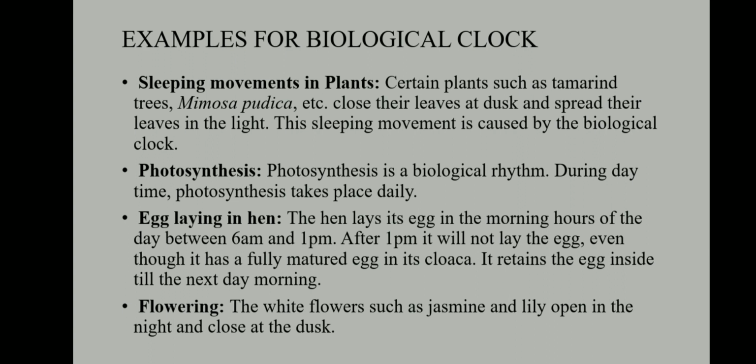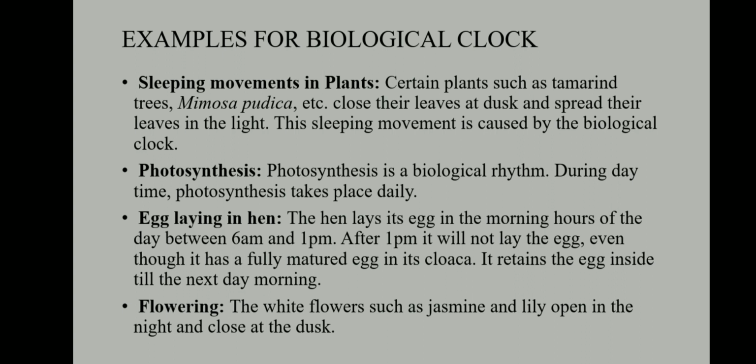Examples for biological clock. First one is sleeping movements in plants. Certain plants such as tamarind trees or Mimosa pudica, etc., close their leaves at dusk and spread their leaves in the light. The sleeping movement is caused by the biological clock. Then photosynthesis. Photosynthesis is a biological rhythm. During daytime, photosynthesis takes place daily. Egg laying in hen. The hen lay its egg in the morning hours of the day between 6 a.m. and 1 p.m. After 1 p.m., it will not lay the egg even though it has a fully matured egg in its cloaca. It retains the egg inside till the next day morning.